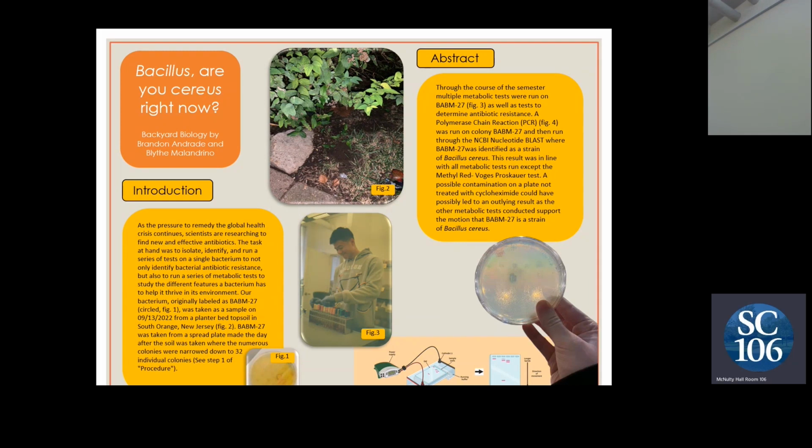So as the global health crisis continues, scientists are researching to find new and effective antibiotics. Where are they going to find these antibiotics, you might ask? Well, you can find them in your backyard in the soil. Our task at hand was to identify, isolate, and run a series of tests on a certain bacterium to not only find its antibiotic resistance, but to also figure out what makes it thrive through a series of metabolic tests.